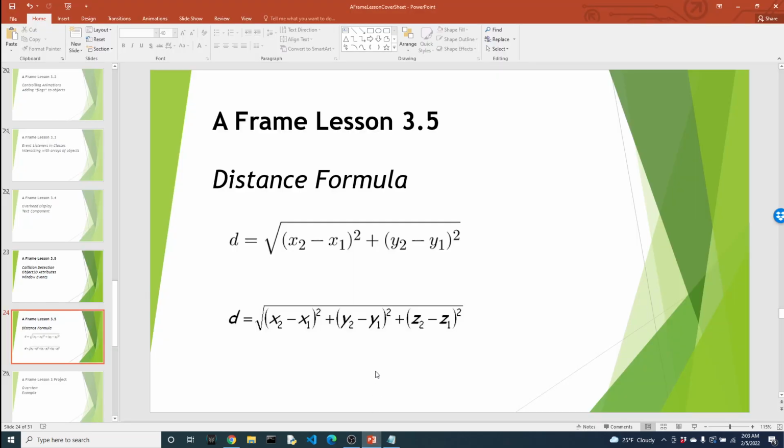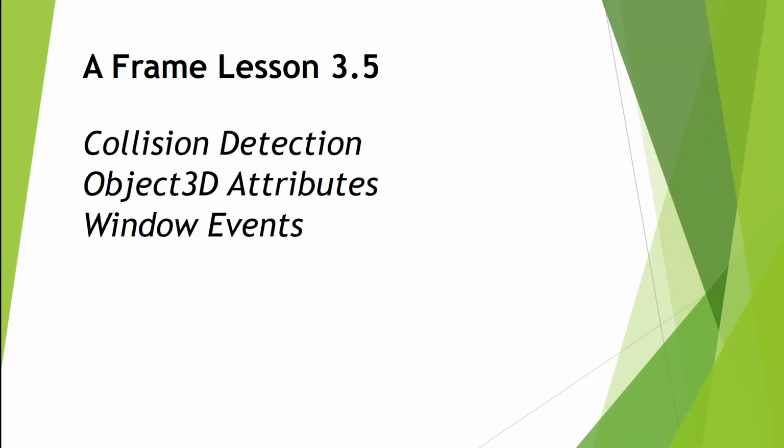All right, so let's go back to our presentation. Let's review what we've done. So in this video, we explored how we can detect if a collision has occurred between two objects by simply using the distance formula. We also explored how every A-frame component has this object 3D attribute, which gives us more direct access to attributes such as position and rotation, where we wouldn't want to change just one aspect of the position and the rotation. Finally, we saw how we can add event listeners to the window and not necessarily to a particular object. And this allows us to pretty much click anywhere on the screen.